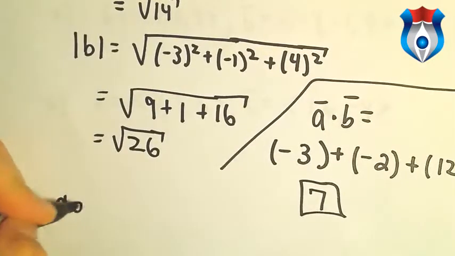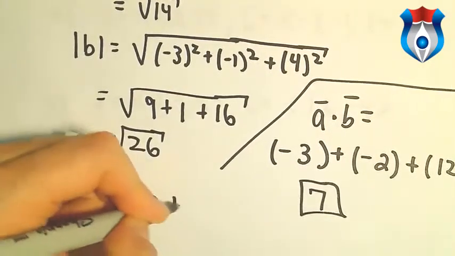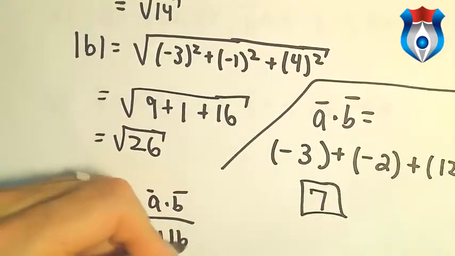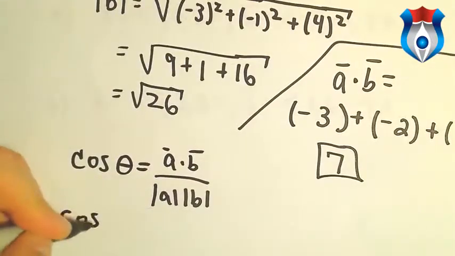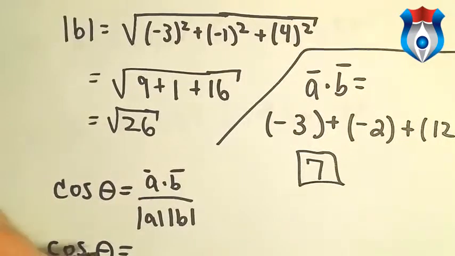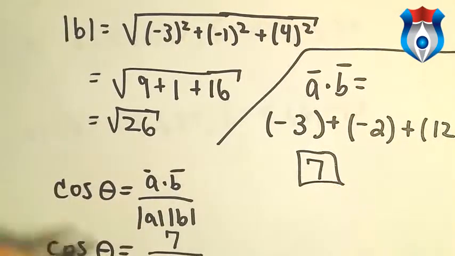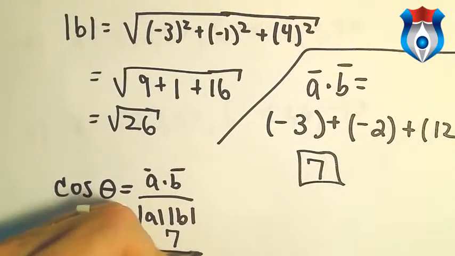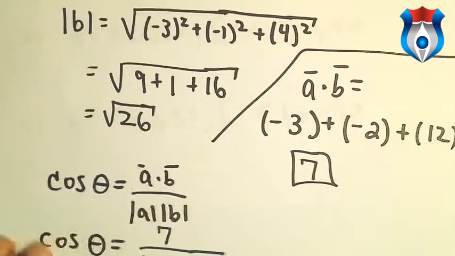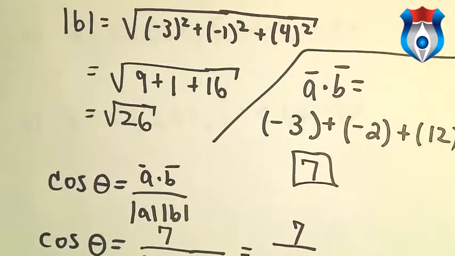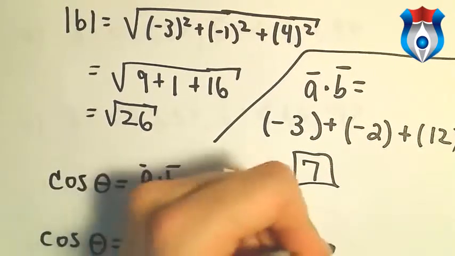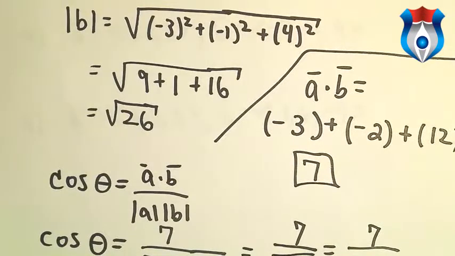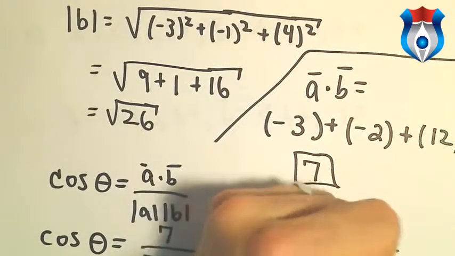So when we use our formula, we'll have cosine of theta, again, that's A dot B over the magnitude of A times the magnitude of B. So we'll get cosine of theta equals, let's see, the dot product was equal to 7, and then we have the square root of 14 times the square root of 26. So I'm going to simplify this down a little bit. I'm definitely going to start estimating here. So let's see, 14 times 26, that's 364. So we've got the square root of 364. Well, the square root of 364 is roughly 19.08.